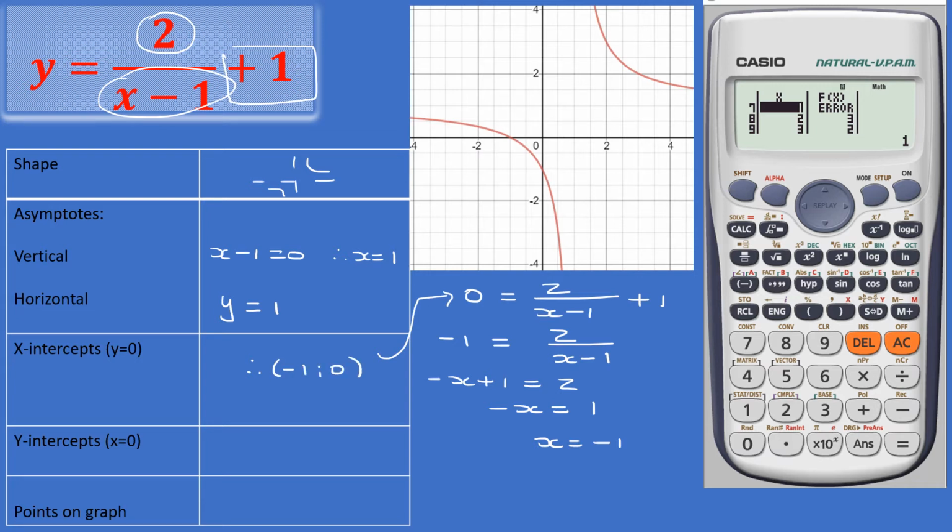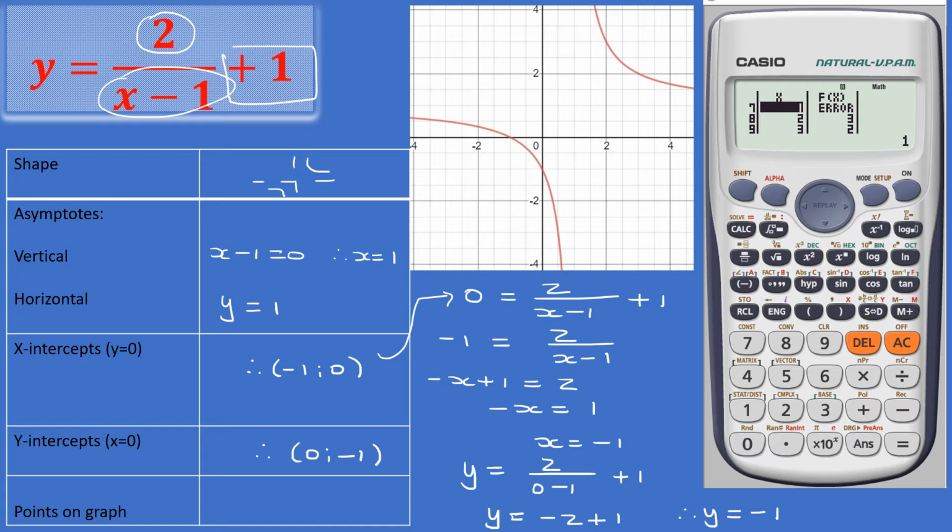To get your y-intercept, you make x equal to 0. So y equals 2 over 0 minus 1 plus 1. So therefore y equals 2 over negative 1 is negative 2 plus 1. So therefore y equals negative 1. We can write it as a coordinate, so therefore 0 and negative 1.